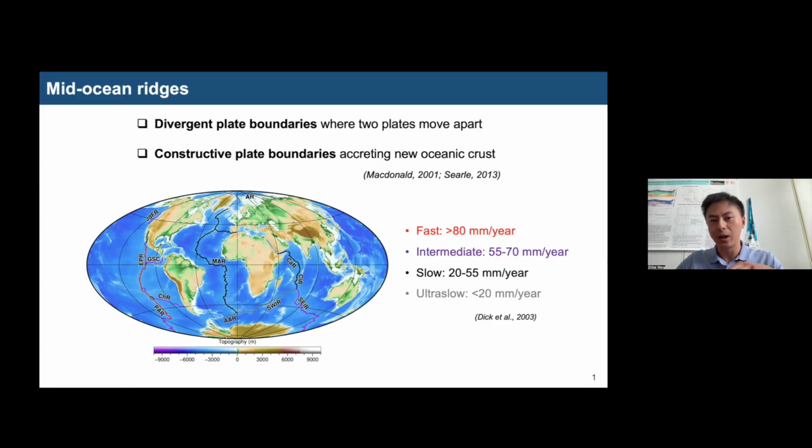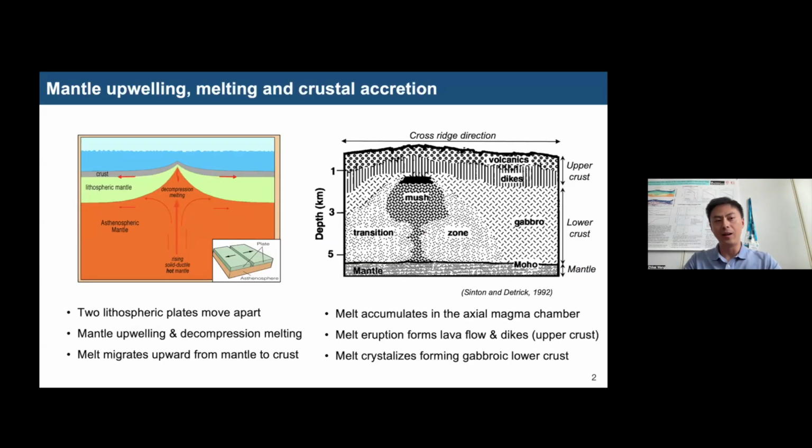And the global ridges have been classified into 4 types based on their spreading rate, from fast spreading to ultra slow spreading. And along the spreading ridge, the two plates move apart from each other, and then the mantle upwells. It undergoes decompression melting, produces the basaltic melt, and then the melt will migrate upwards and finally accumulate in the magma reservoir in the crust.